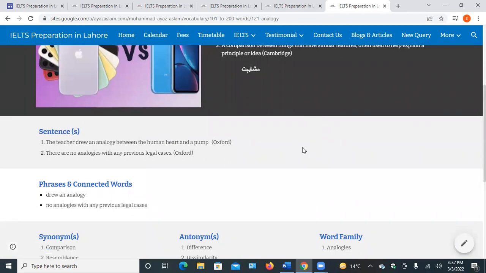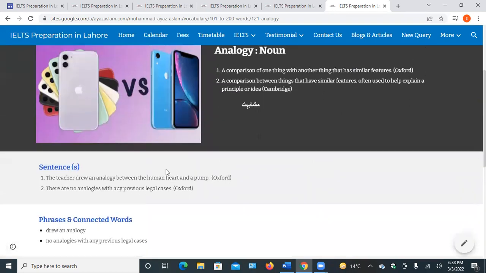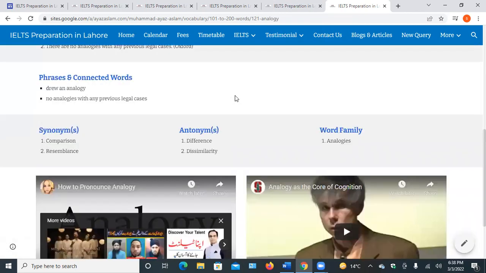Its sentences are: The teacher drew an analogy between the human heart and a pump. There are no analogies with any previous legal cases. It means resemblance with previous legal cases, or similarity. Parallel things, the human heart and a pump, have the same features, have resemblance. Its synonyms are comparison, resemblance, and similarity. Antonyms are difference and dissimilarity.